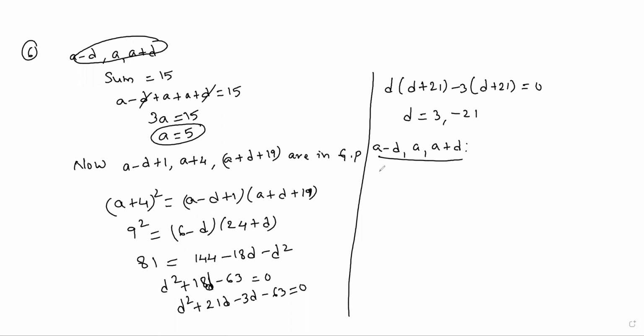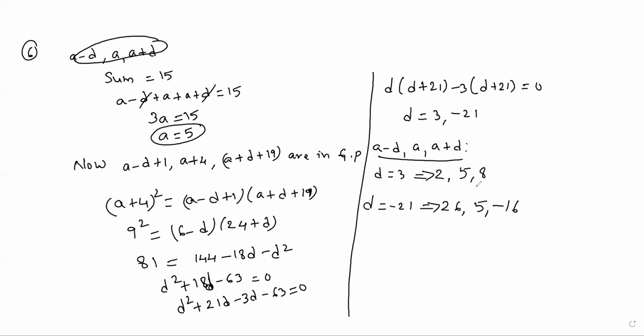These three numbers we need to find. A value is fixed already. If D is 3, A value is already 5. 5 minus 3, that is 2, comma, A value 5, A plus D, 5 plus 3, how much? 8. If D value is minus 21, then what will happen? A minus D first: 5 minus minus 21, that is 5 plus 21, 26. Next, A value 5 and A plus D, 5 minus 21, that is clearly minus 16 you will get.